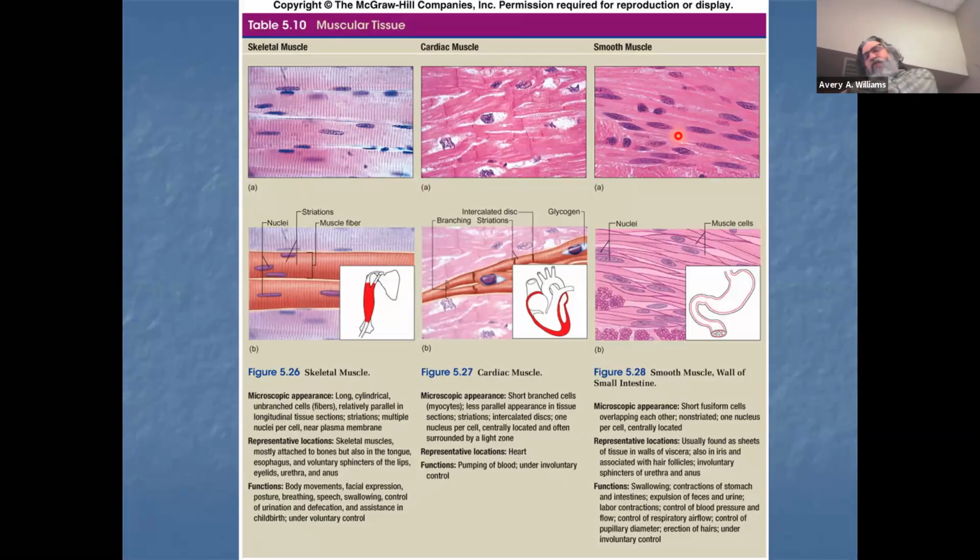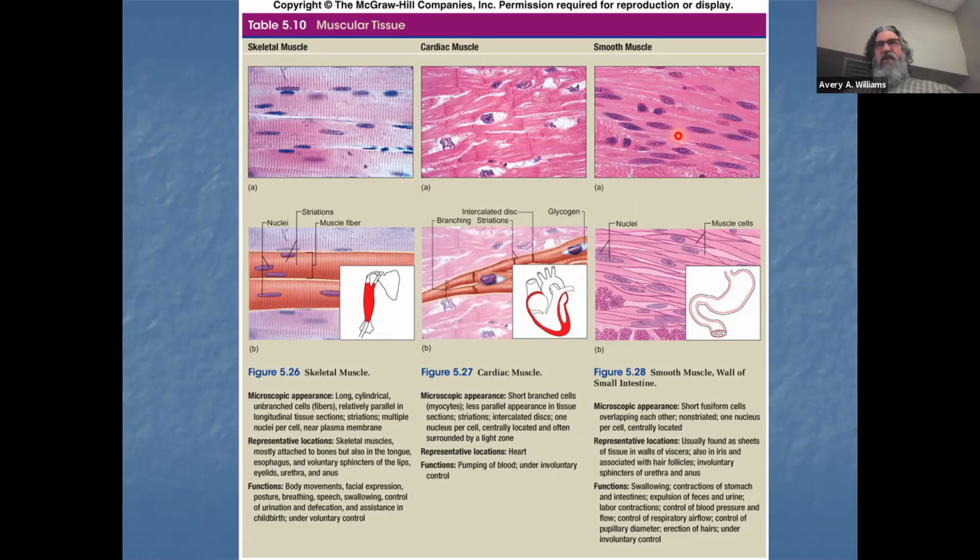The cells form broad, thin sheets of muscle, mostly in the walls of hollow organs. And that's why smooth muscle is sometimes called visceral muscle.